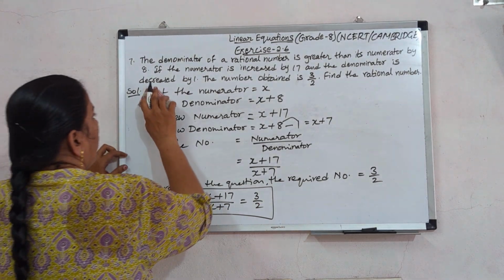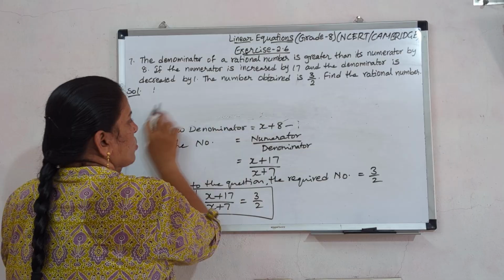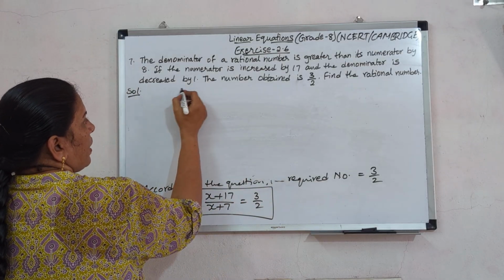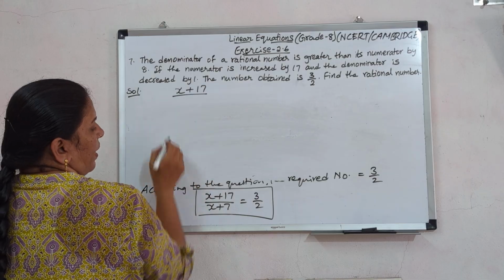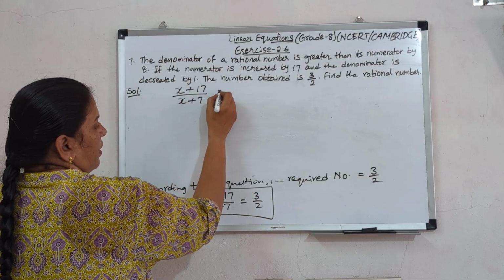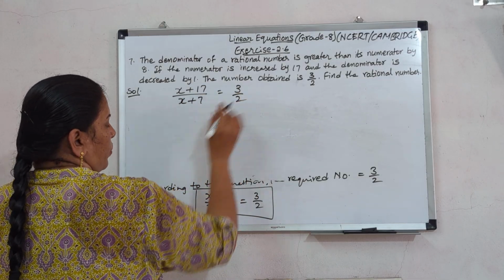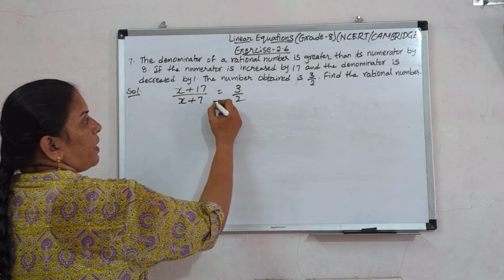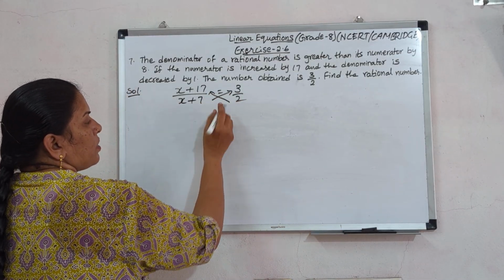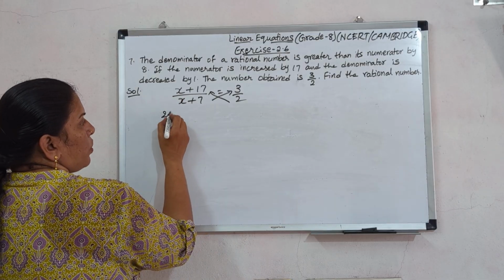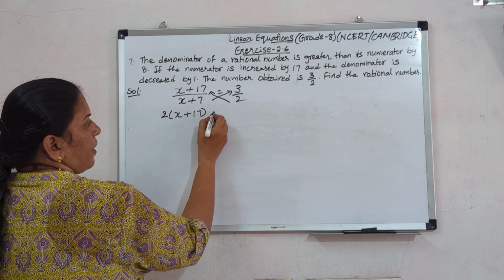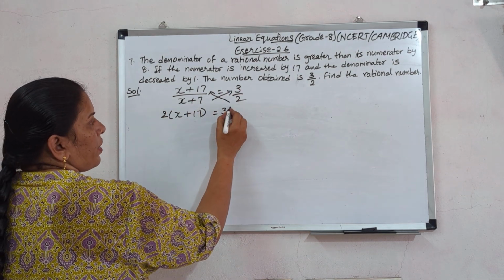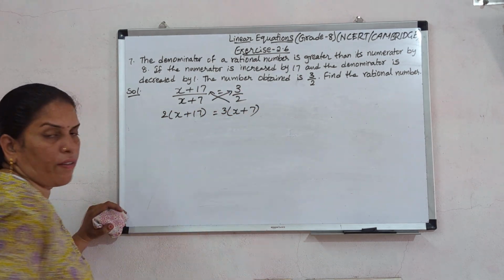Understood? So, I am not having sufficient place, so I am rubbing. We can continue here. What is the equation? x plus 17 by x plus 7 equal to 3 by 2. What should we do? How should we simplify? We must cross multiply the denominators. So, these two will go top. 2 into x plus 17 is equal to, this denominator will go to the numerator, 3 into x plus 7.